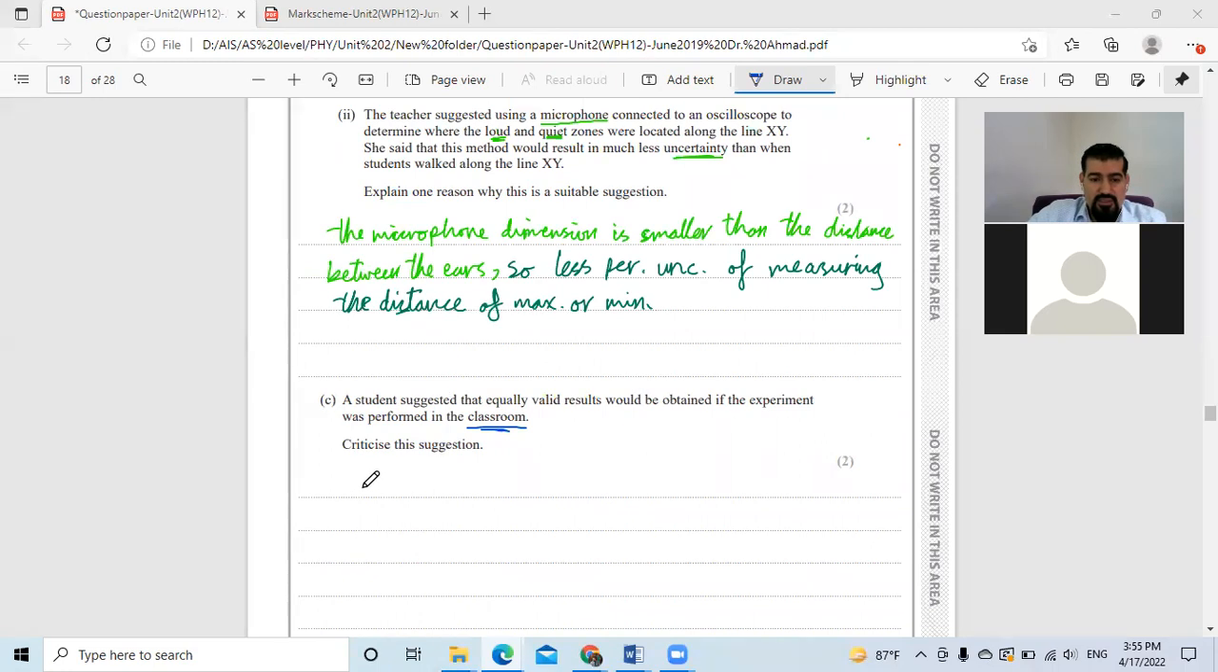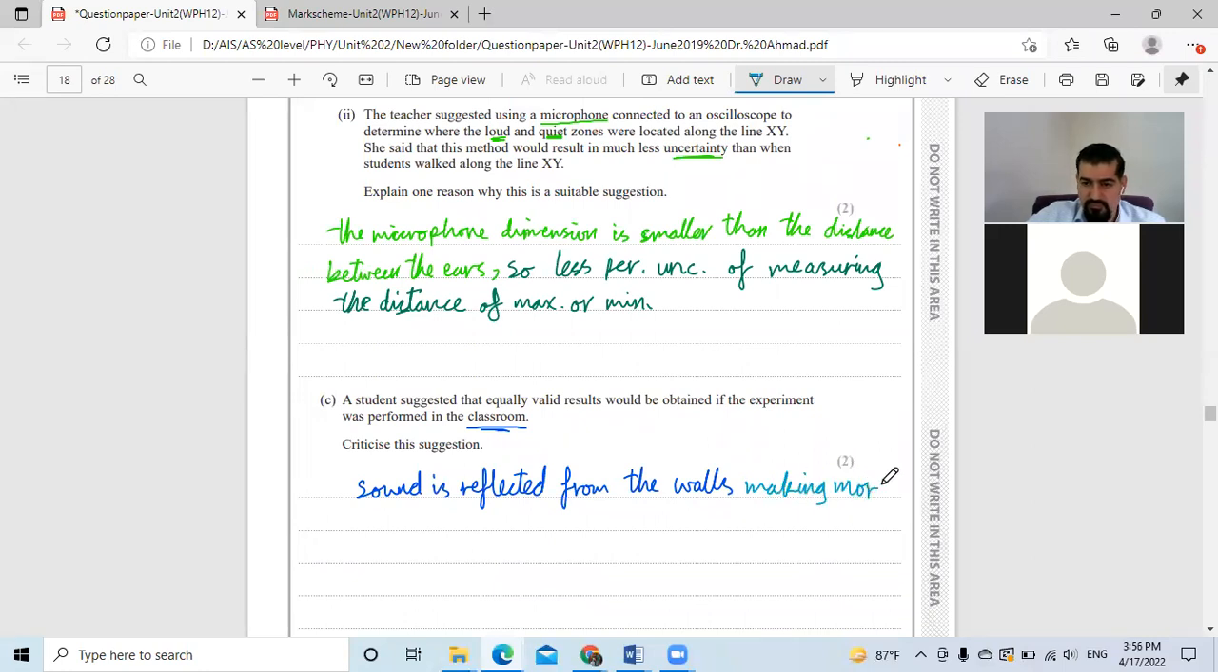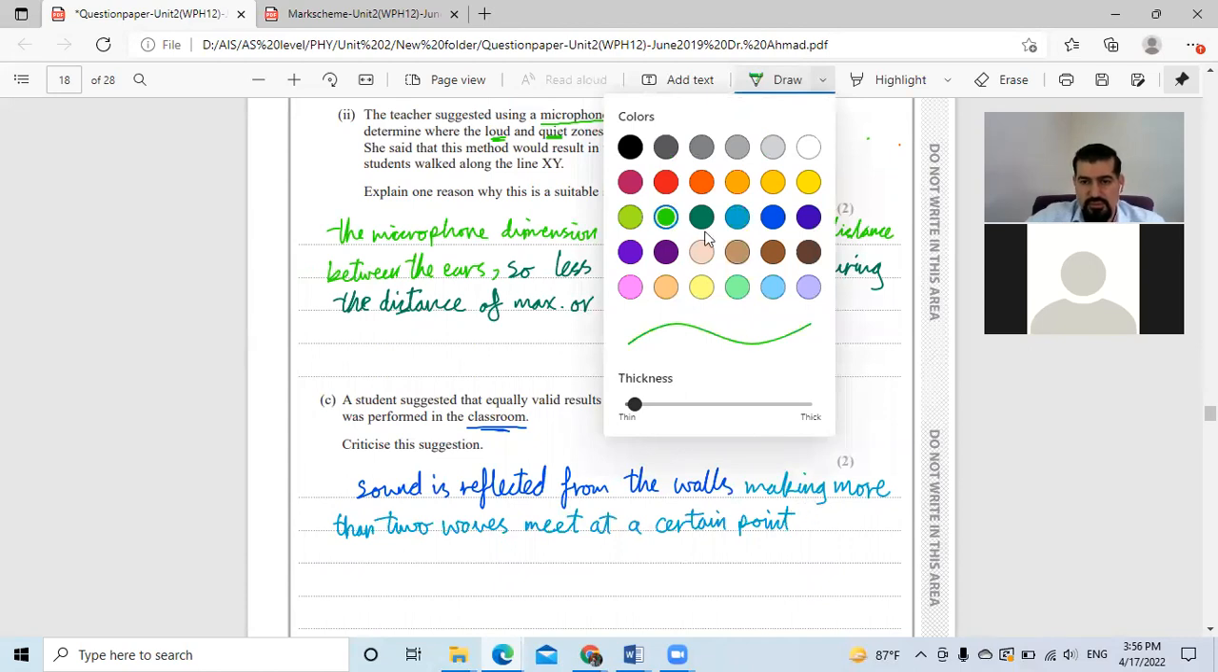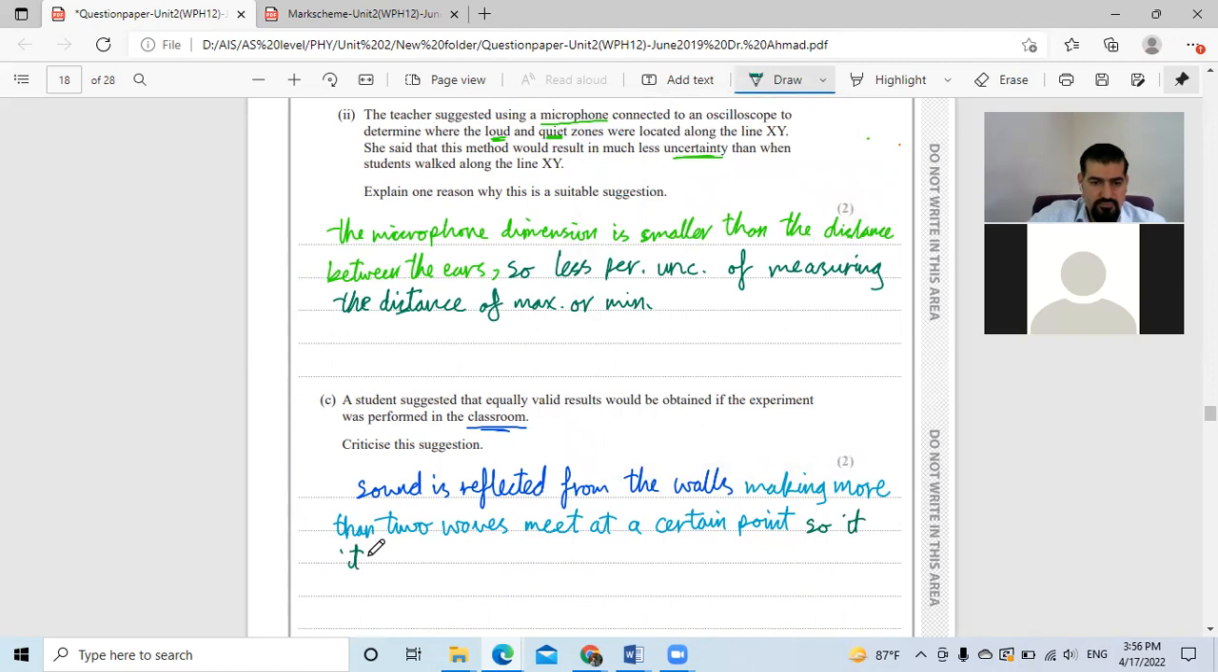Sound is reflected from the walls, making more than 2 waves meet at a certain point, so it is hard to find a maxima or minima. Find maximum or minimum positions.